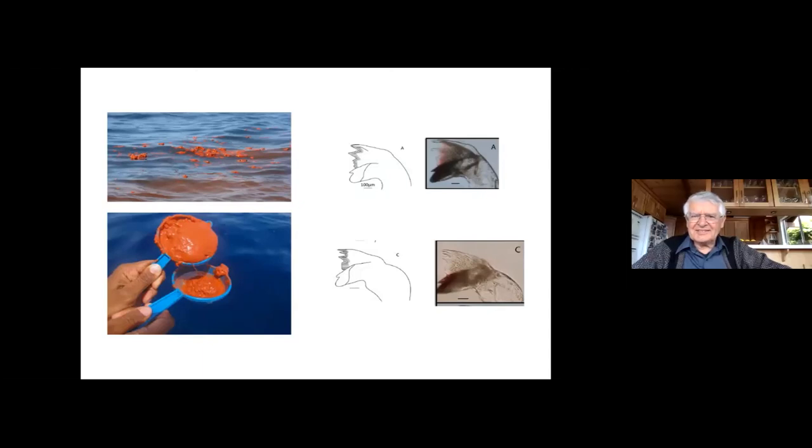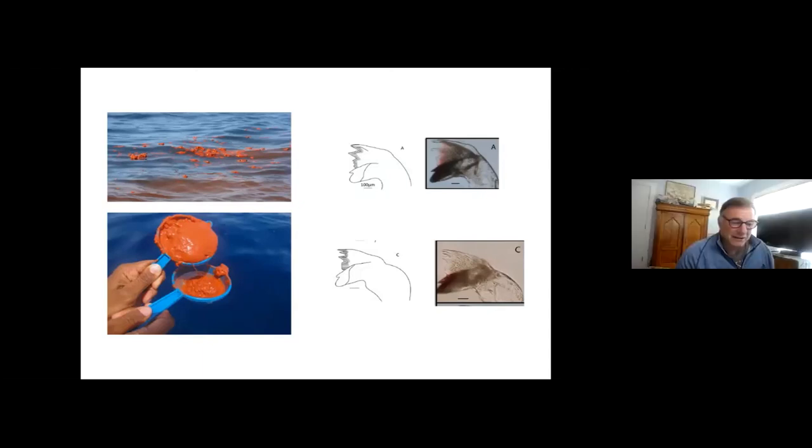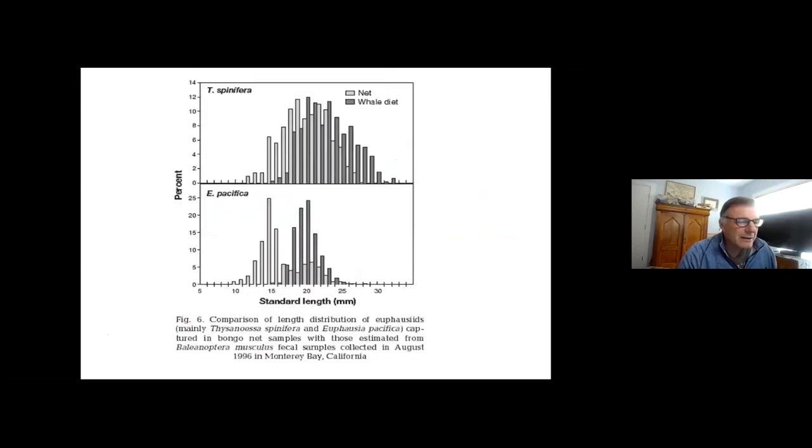Why is it so red? Well, there's a lot of carotenes in that krill, right? So it's the red pigment that gets concentrated. And when we do that, we can see what they're feeding on.